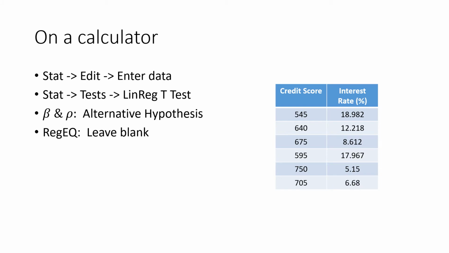To do a hypothesis test for linear regression on a TI-83 or TI-84 calculator, you start by pressing Stat and going to Edit and entering the data into lists L1 and L2 just the way we did to make a scatter plot. Then press Stat and go to Tests and choose LinRegTTest. The line that says beta and rho is where you specify the direction of the alternative hypothesis. And you can just leave blank the line that asks for the regression equation.